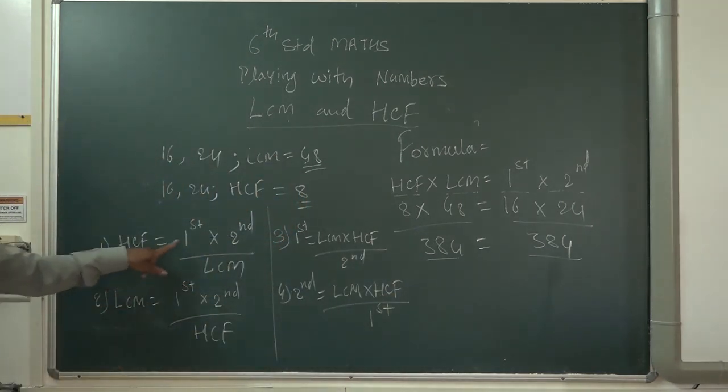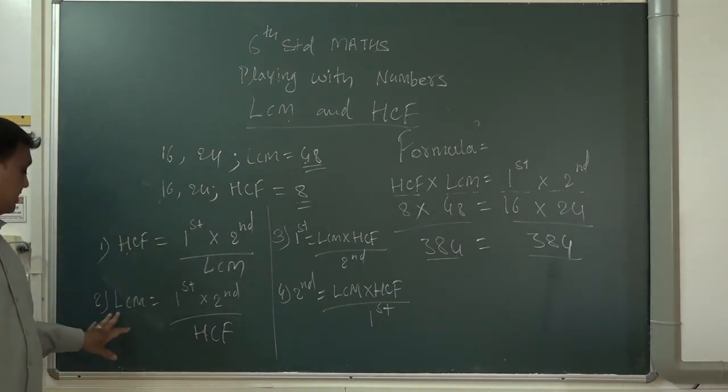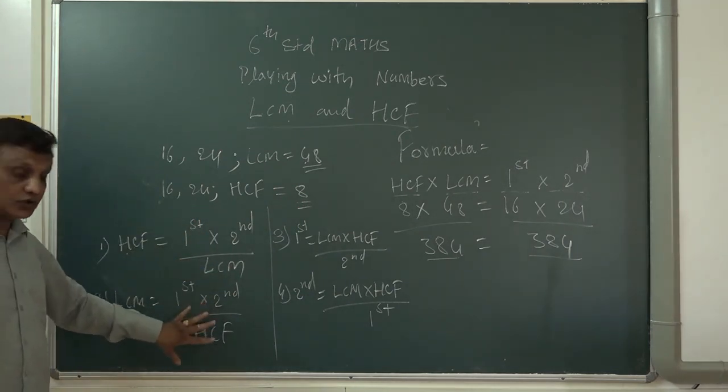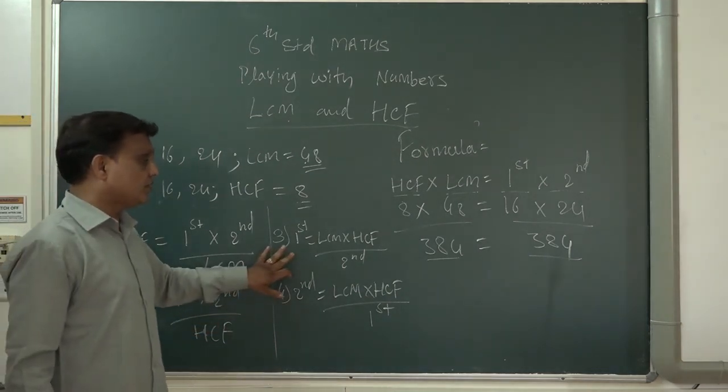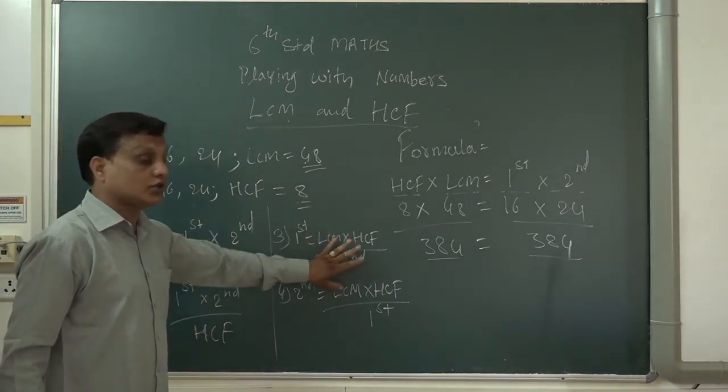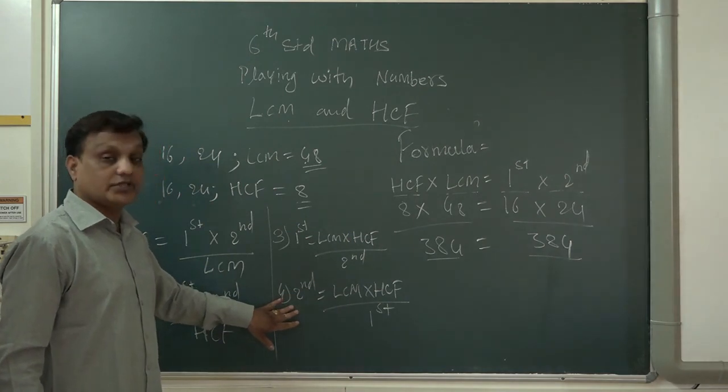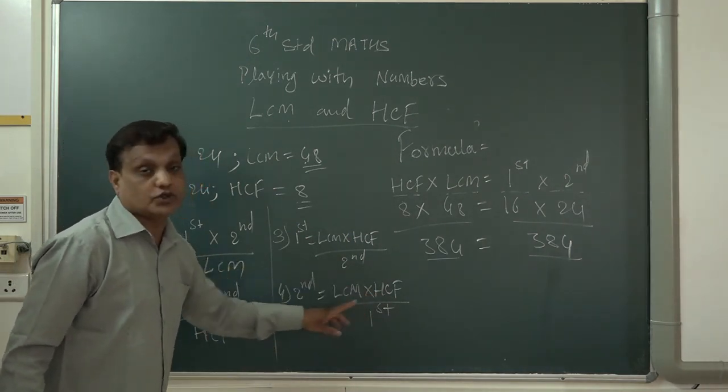When HCF is not given, they will give this, solve it. LCM is not given, they will give this. You have to solve and automatically we get it. First number is not given, so they will give this one. This one you have to solve, you will get the first number. When the second number is not given, they will give this. This number you have to solve, and we will get it.